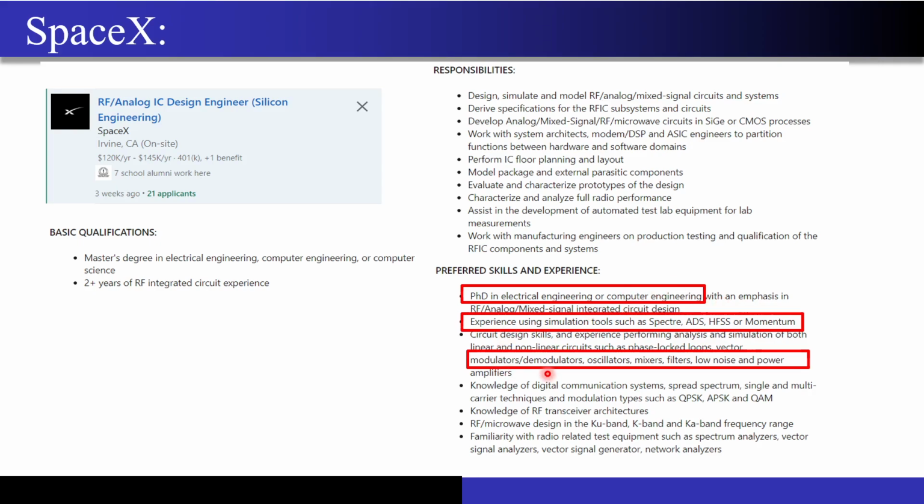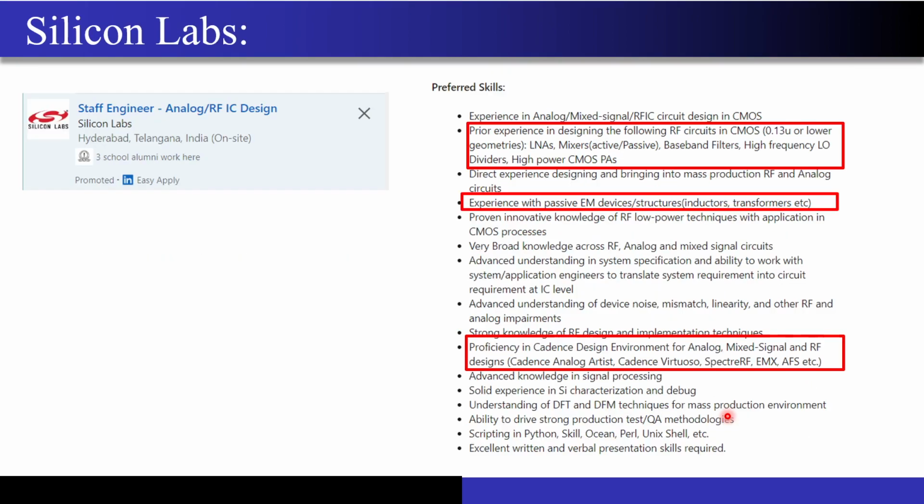Okay, and they also want you to have knowledge of modulators, demodulators, the phase lock loop, mixers, filters, low noise amplifier, power amplifier, whatever we have talked about. Correct? Now once this part is clear, you know what SpaceX is doing, right? They are sending the satellites and they want to bring the internet from those satellites. So they expect you to also have some knowledge of digital communication, that is the constellation diagrams that I had shown you initially, right? The QPSK, QAM and all. So they want you to at least have a basic knowledge of digital communication.